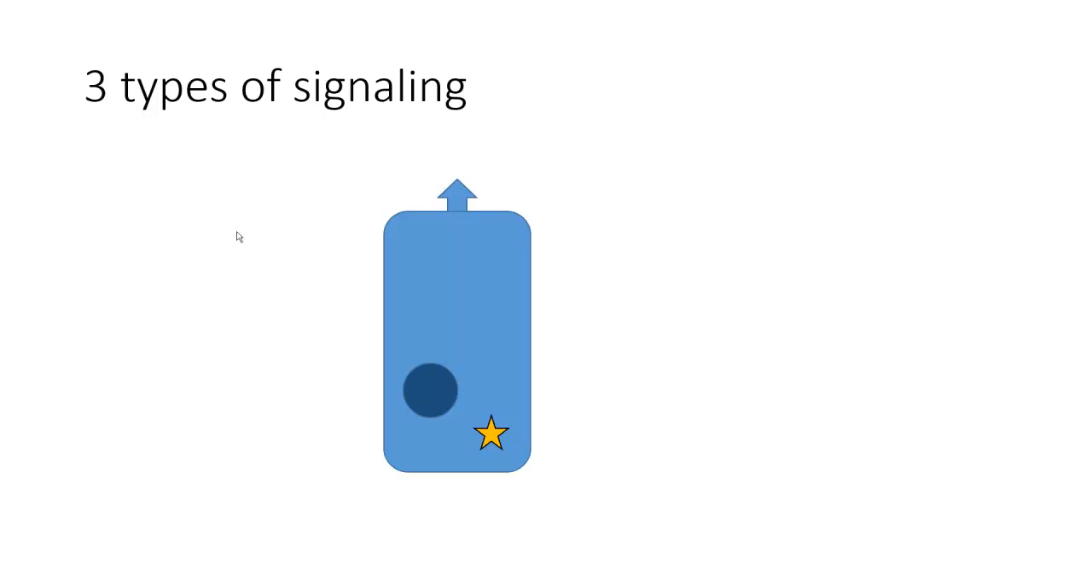Anyway, I digress. So there's three different ways that one cell can signal some other cell, or even, in this case, itself. So this cell is going to release a signaling molecule, a ligand, that binds to a receptor on the surface of that same cell. We refer to that as autocrine signaling.